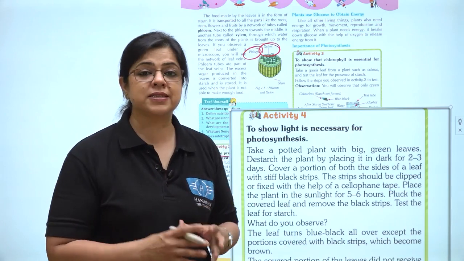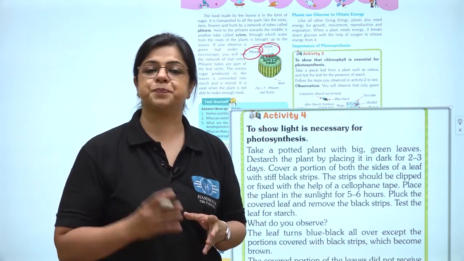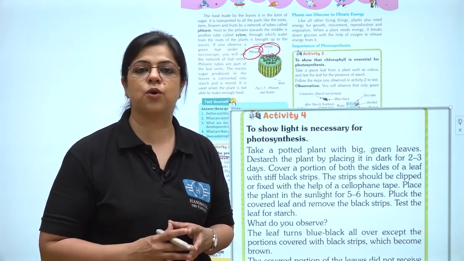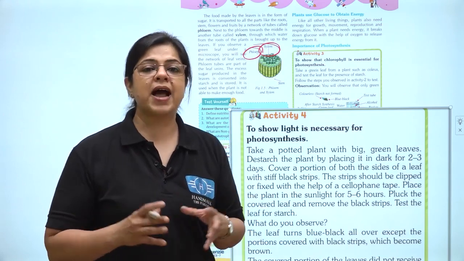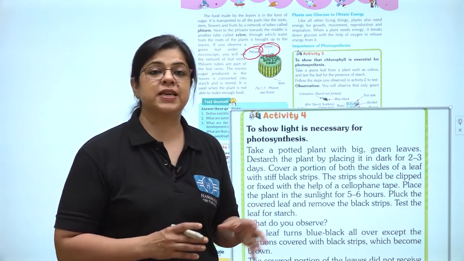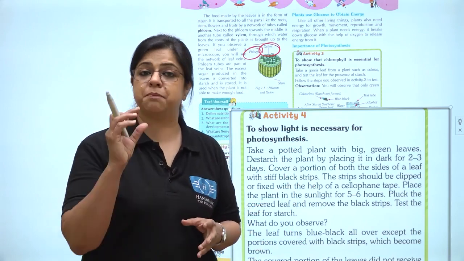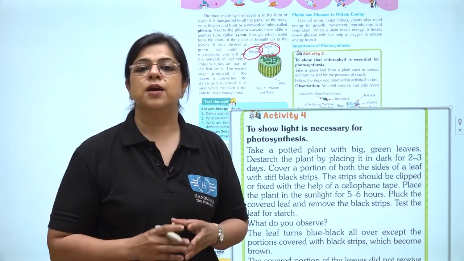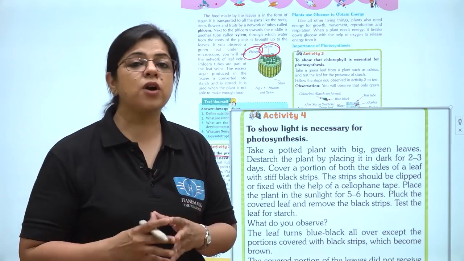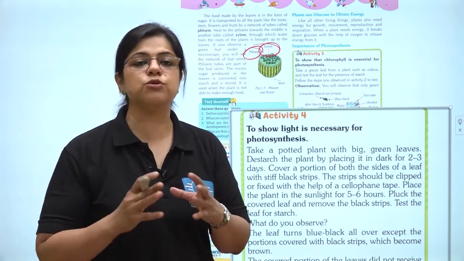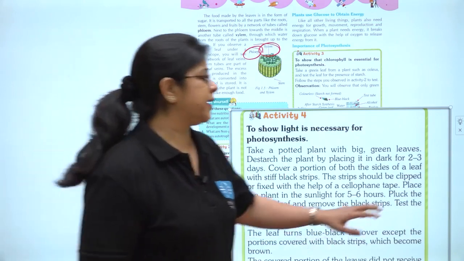The experiment is the same as in the previous 2 cases. We boil the leaf in alcohol, making sure that it is bleached of chlorophyll. Then we add iodine to it. We will see that the portions that were covered with the black strip will not turn blue-black in color. This is because light does not reach those black areas and no starch is prepared in the black areas.